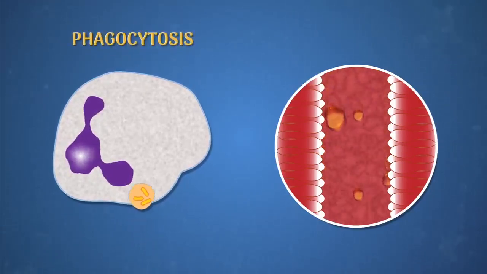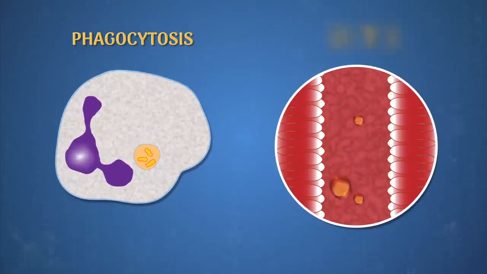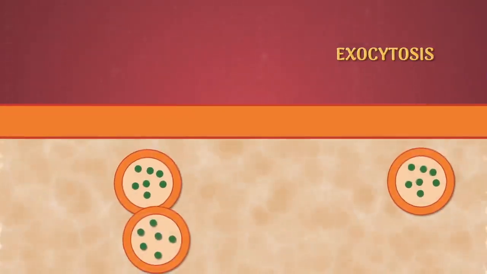Endocytosis of liquids, such as oil droplets absorbed by cells in the intestines, is known as pinocytosis. Exocytosis works in just the opposite way.